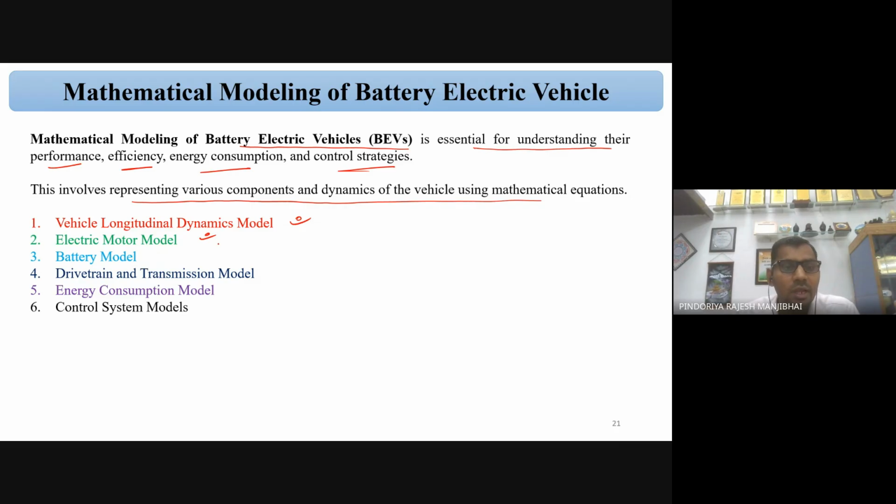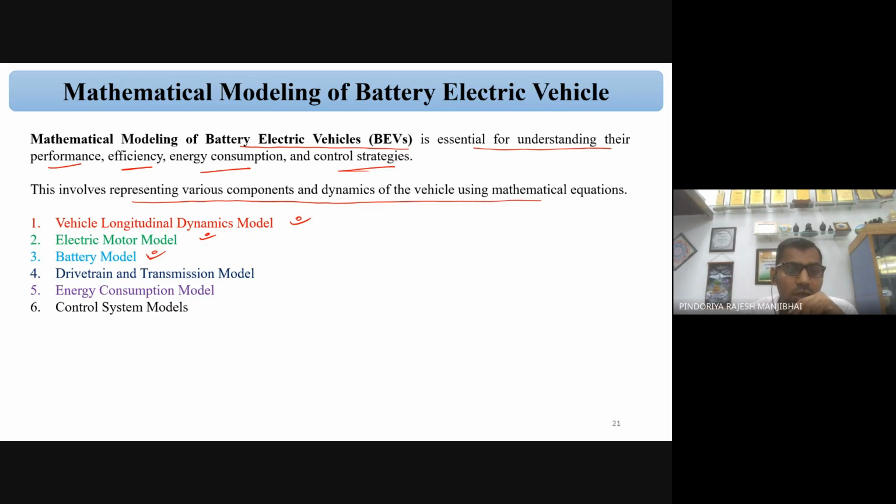In the first semester, I already taught you the analysis of electric motors, correct? ABC to DQ conversion, vector control, scalar control, many control algorithms we also studied in the first semester. There is the electric motor model, and the battery model. We have different types of batteries: lithium ion, lead acid, nickel cadmium, correct? As well as the super capacitor and solid state battery. Which battery we have to use for a particular vehicle, correct?